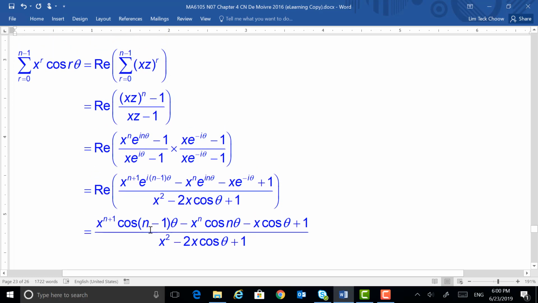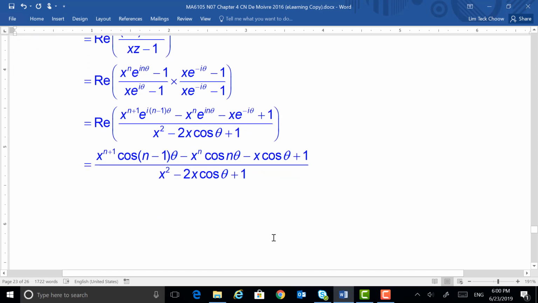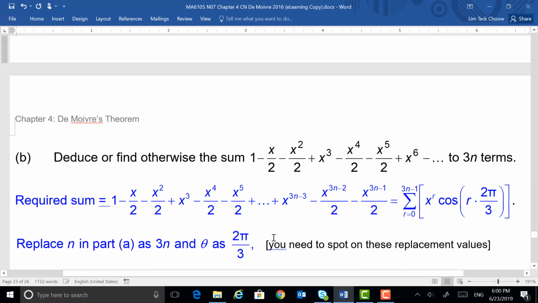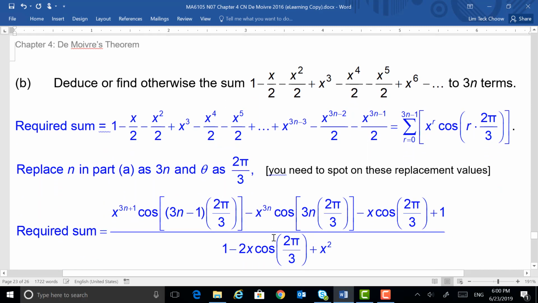So this is actually the first part of the question, wherein you're asked to find the sum of this series and to show that it is equal to this complicated looking expression. Part B of the question reads like this. For part B, it is related to part A, but now you're dealing with 3n terms. To find the sum of this series up to 3n terms, you must try to relate this series with what you have proven earlier.